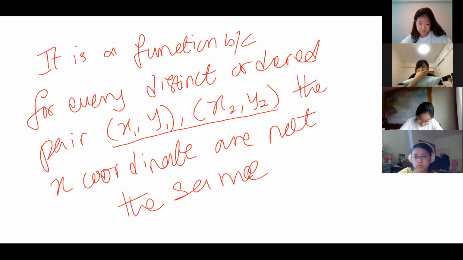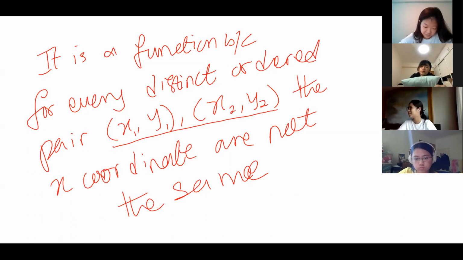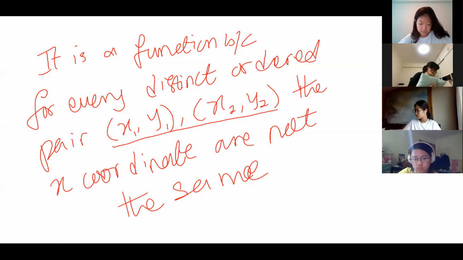Can you repeat the question? I lagged just now, so I couldn't hear. So the question is E. Is it a function, and why? Does it have an inverse, and why? Just look at the definition on the board, and that will help you to tell us if it is a function or not.